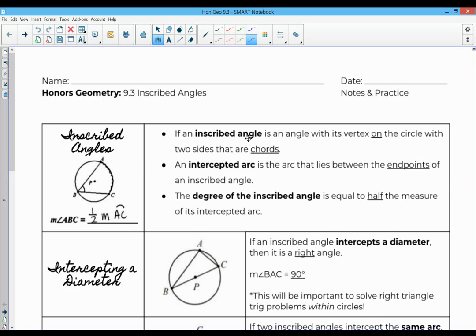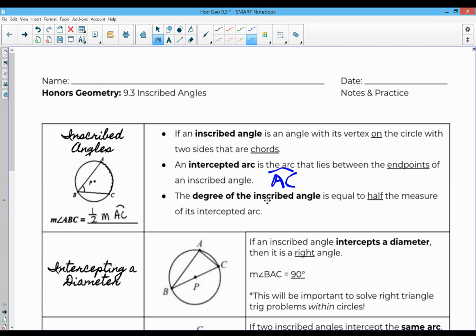So if an inscribed angle is an angle, I don't know why that says if. An inscribed angle is an angle with its vertex on the circle with two sides that are chords. So there is that vertex on the circle, and then chord BA and chord BC. An intercepted arc is the arc that lies between the endpoints of an inscribed angle. So that would be arc AC. So I could put that there, arc AC.